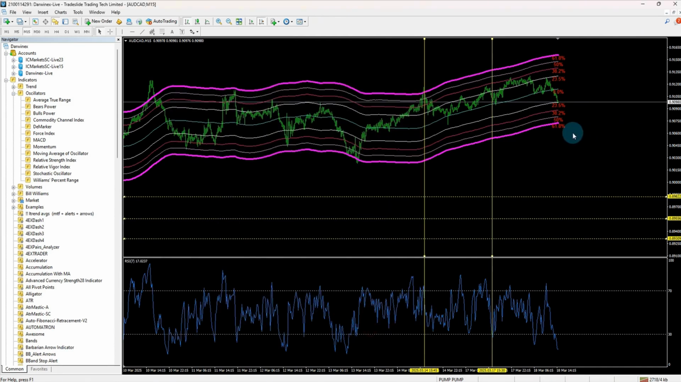In the next lesson, I will explain how to trade using the grabber indicator and also show how to use the utility. See you soon.